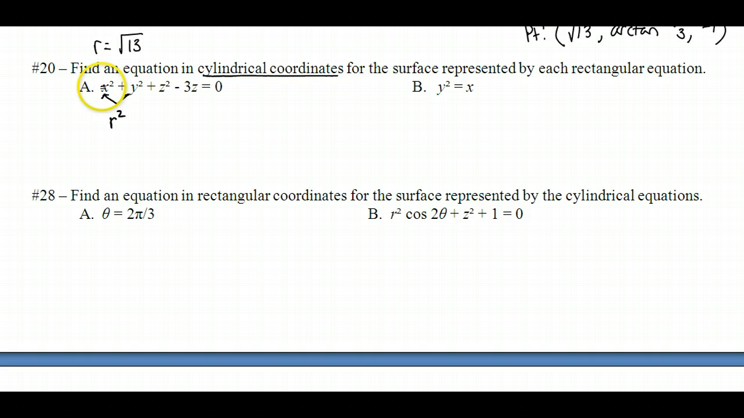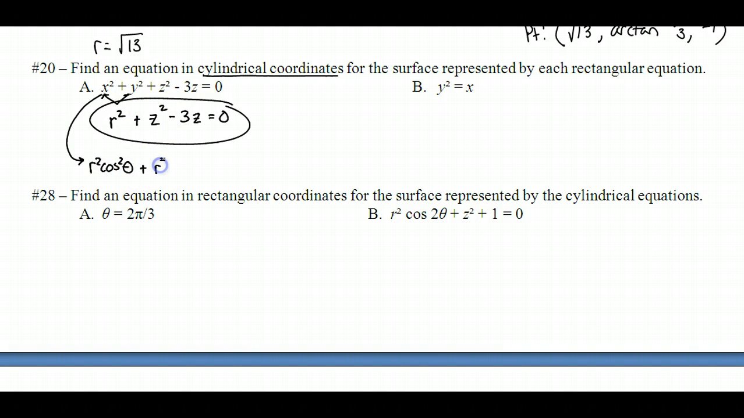Otherwise, you could replace x. We know that x is r times cosine theta, so x squared would be r squared times cosine squared theta. But it's much quicker just to realize x squared plus y squared is equal to r squared. And I don't have to convert z, because z is one of the variables for cylindrical coordinates. So that made that problem go really fast because I noticed the x squared plus y squared.